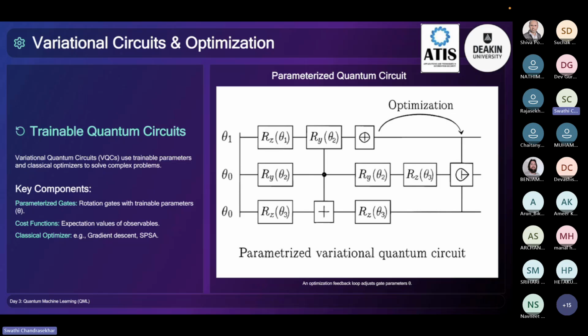And then we have the classical optimizer. Once we have the cost, we need to decide how to update the parameters theta. For this, we use standard classical optimization algorithms like gradient descent, Adam, SPSA, or whichever you'd like. The optimizer is entirely classical. It just uses information about the cost to propose new parameter values.